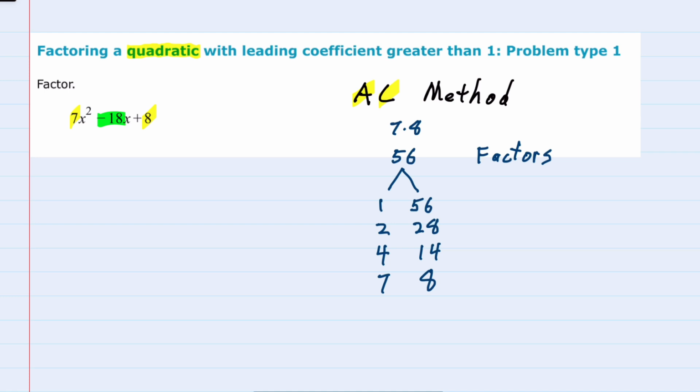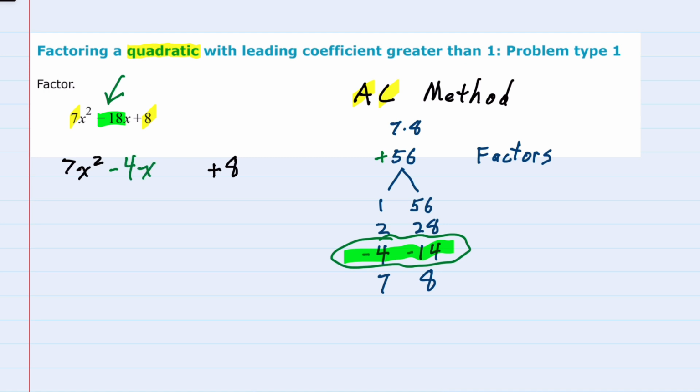And since this is a positive 56, the sign for the factors would have to be the same, but add to a negative 18, so a negative 4 and a negative 14 would work. So from here, we can now rewrite this trinomial, replacing the middle term with a negative 4x and a minus 14x. And notice that this is the same expression, we just now have a quadratic.